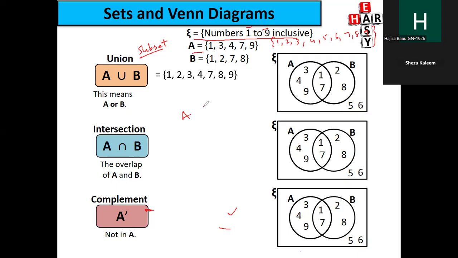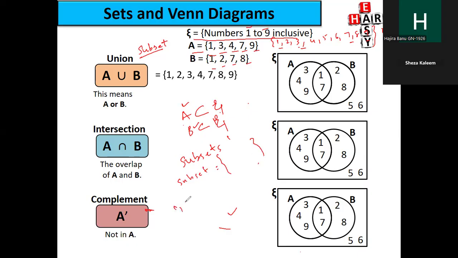Now, can you tell me, I can say that A is a subset of epsilon. How and why can I say that? Because A contains the elements which are also the elements present in epsilon. Isn't it? So I can say A is a subset of epsilon. Similarly, B is also a subset of epsilon, because B also contains elements which are already there in epsilon. So A and B are the subsets of epsilon.